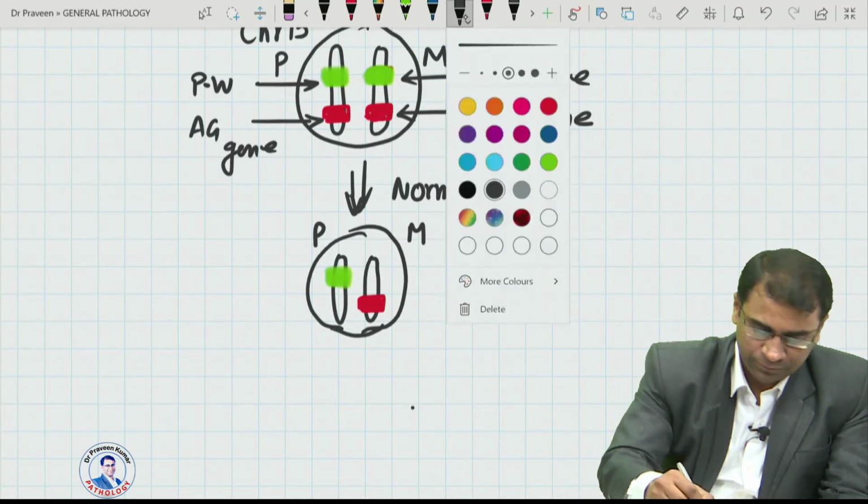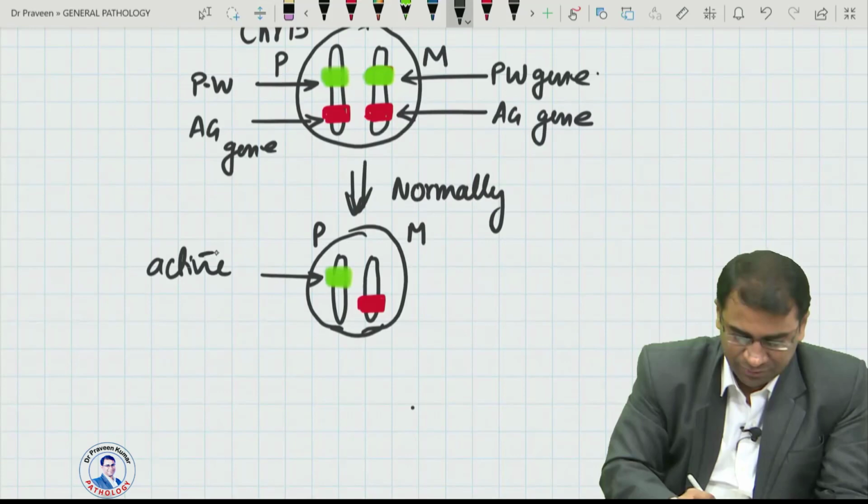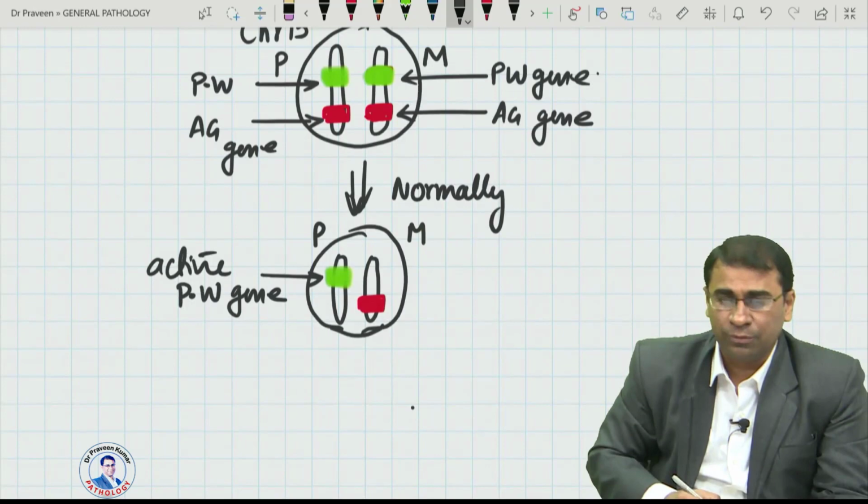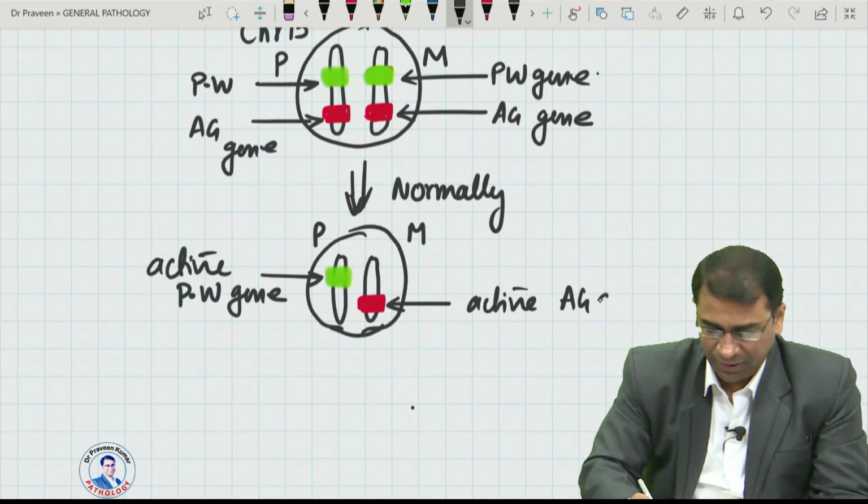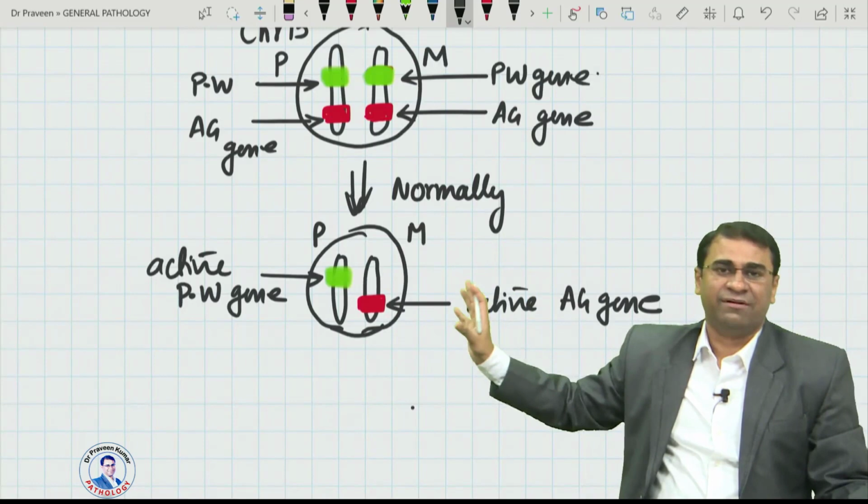So from the paternal chromosome, you see the active Praderwilli gene, and from the maternal chromosome you see the active Angelman gene. This is the normal phenomenon. So every person will have this.